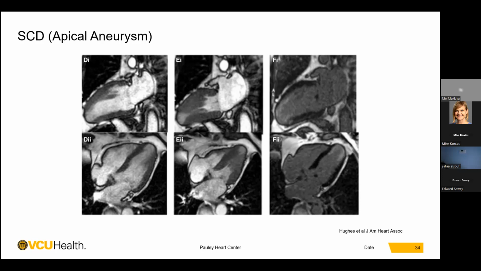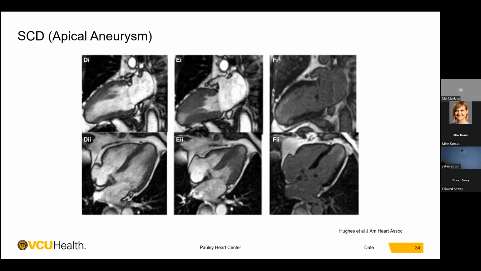It is hypothesized that these apical aneurysms arise from regional myocardial scarring caused by repetitive exposure of the LV apical myocardium to increased LV wall stress and high systolic pressures that lead to pressure overload, increased oxygen demand, and impaired coronary perfusion and microvascular ischemia. So repetitive stresses causing microvascular ischemia.